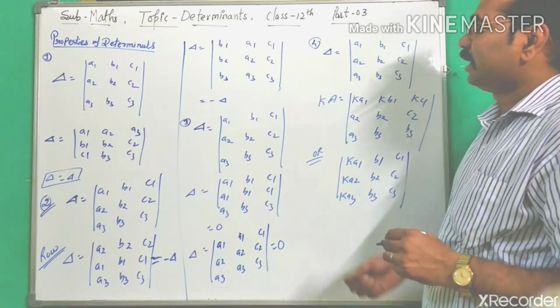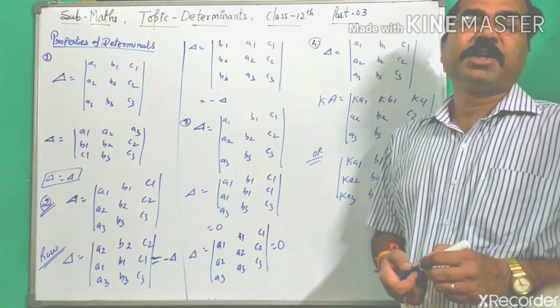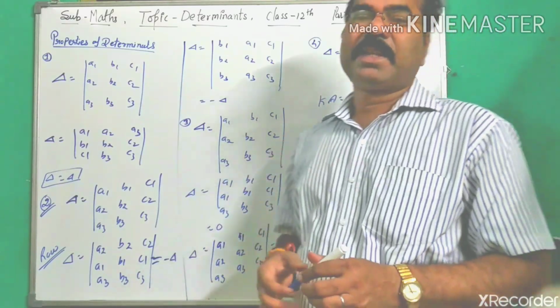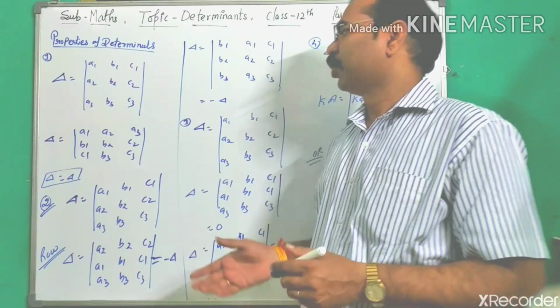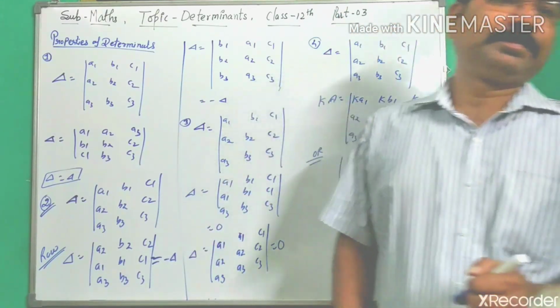Okay students, those are the four basic properties we use in our chapter, the properties of determinants. Okay students, now we come to the questions.